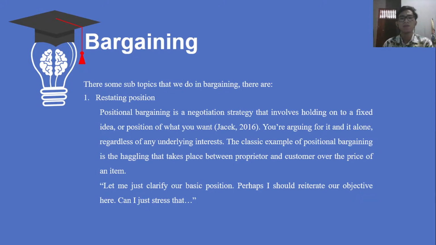So, why is positional bargaining important? Positional bargaining tends to be the first strategy people adopt when entering negotiations. This is often problematic because as the negotiation advances, the negotiators become more and more committed to their positions, continually restating and defending them.